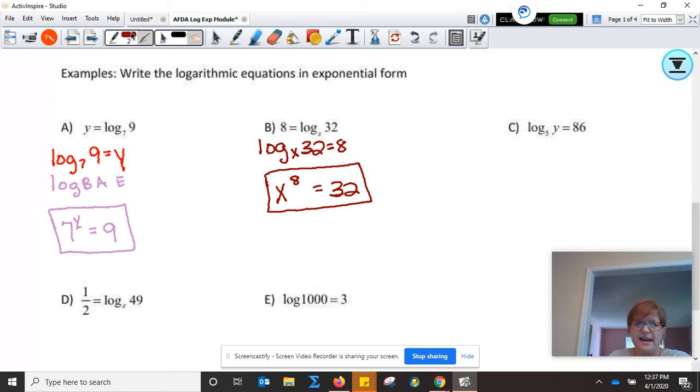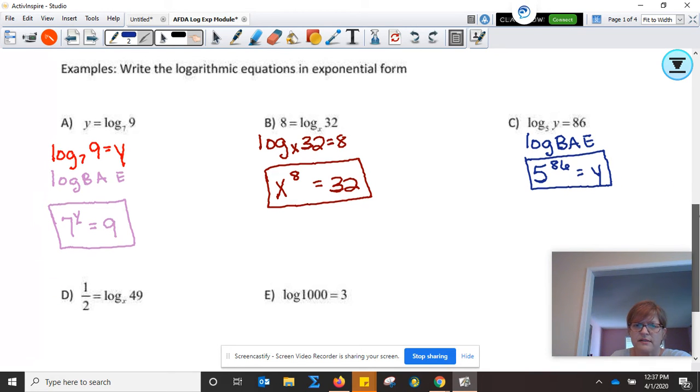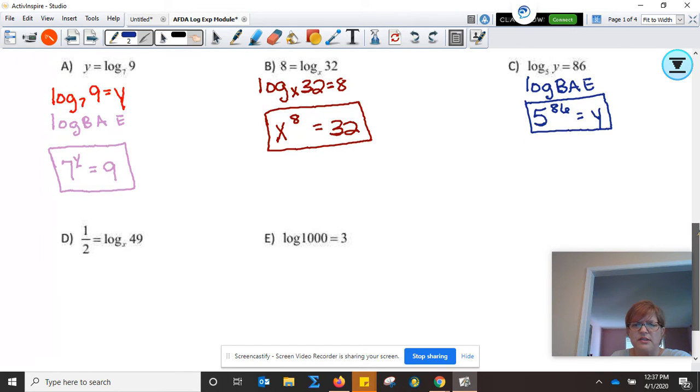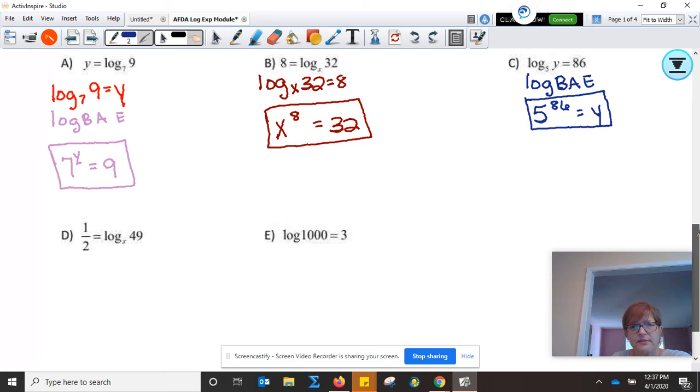Next, log base 5 of y equals 86. When I rewrite that, it's already in log BAE form. So we have 5 to the 86th power equals y. All right, let's look at our last two examples. Why don't you pause this and try the next two yourself?